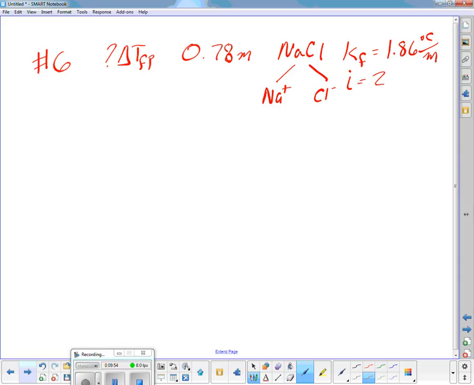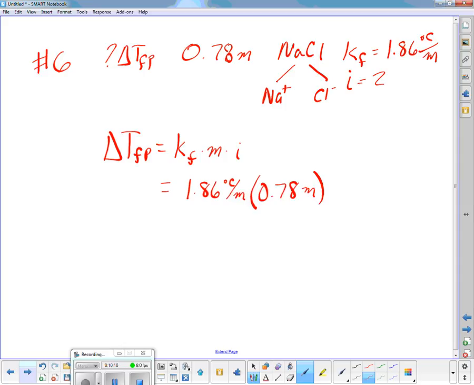All right, so we have everything. All we have to do is plug into the equation. KF is 1.86. Molality. And I. That's all you have to do. That gives you the change in freezing point. If I want the actual freezing point, I just go 0, because water freezes at 0, minus whatever this was. So basically it just becomes a minus whatever that was. And don't forget to address your units. It'll be degrees Celsius.